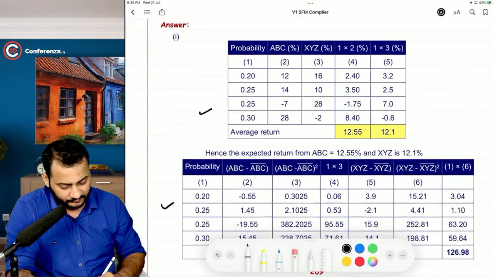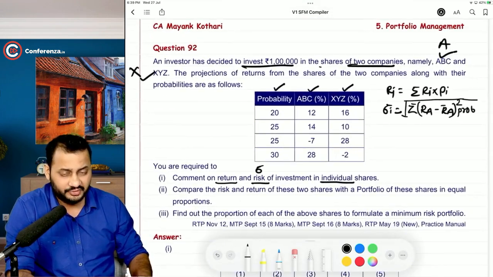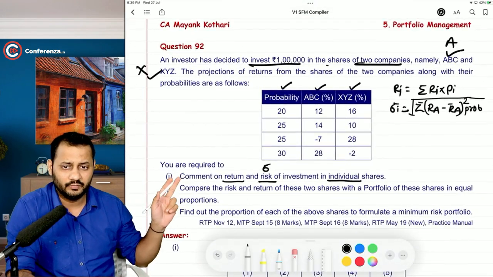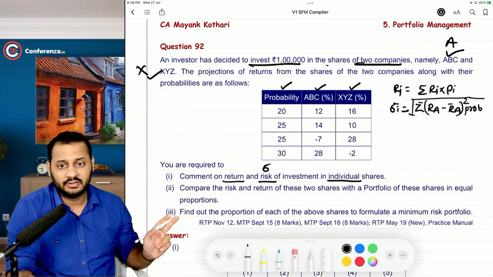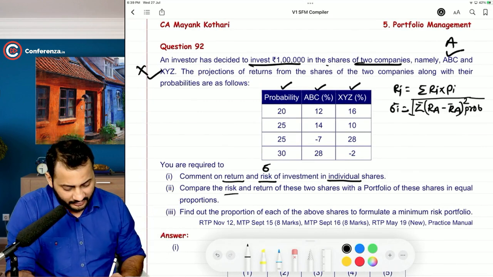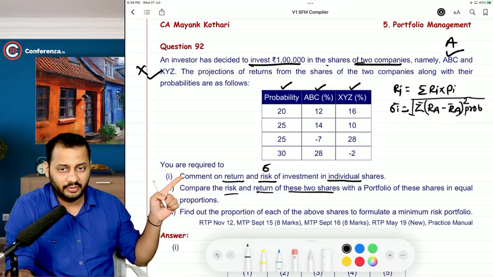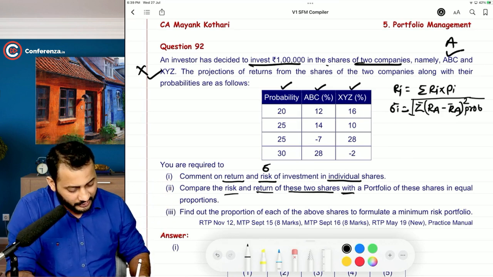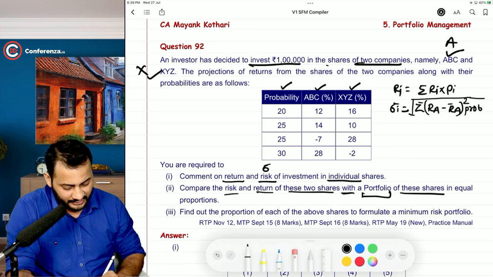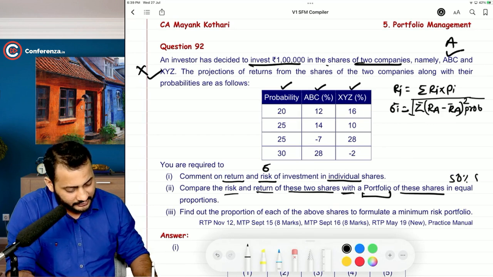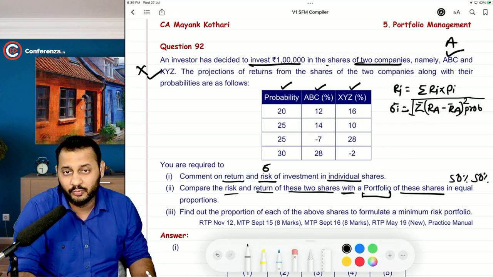See, it has been given here. I am shifting to the second part. This is homework. This is also homework. The third part is where I am going to teach you. So compare the risk and return of these two shares that you have calculated in the first part with a portfolio of these shares in equal proportion. So 50% and 50% is the weight of both.